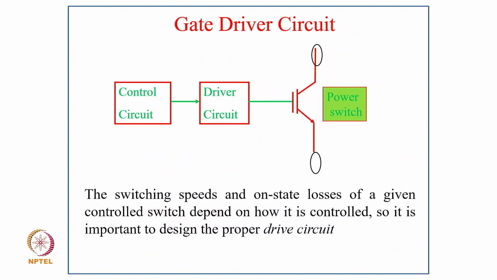If you look at the circuit of this IGBT gate driver, we have a control circuit which may consist of a DSP, and the signal goes to the driver circuit, which provides the isolation as well as enough amplification of the gate signal to trigger the IGBT, the power switch. The switching speed and on-state losses of a given switch depend on how it is controlled, so it is important to design the proper driver circuit.